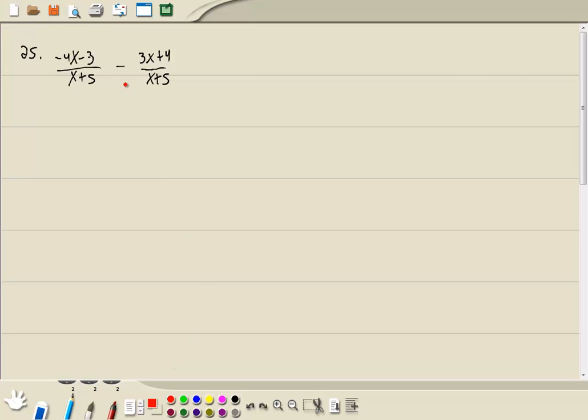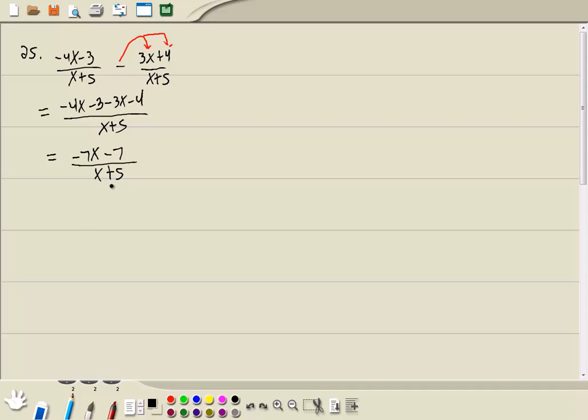Now they already have the same denominator, so that works out well. And with subtraction, remember if you have a minus out in front of your fraction, that flips the sign of everything up on top. So it's going to flip the sign of 3x and a 4. So let's merge these together. So I got negative 4x minus 3 minus 3x minus 4 over x plus 5. Combine together like terms. Negative 4x and negative 3x is negative 7x. Negative 3 and negative 4 is negative 7 over x plus 5.